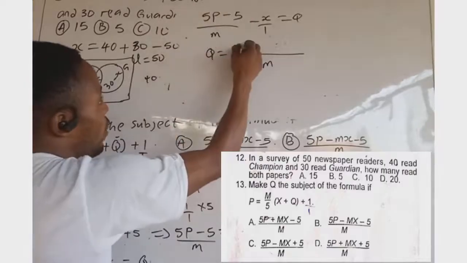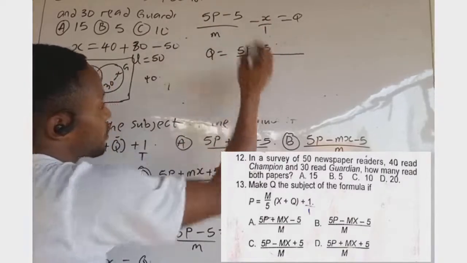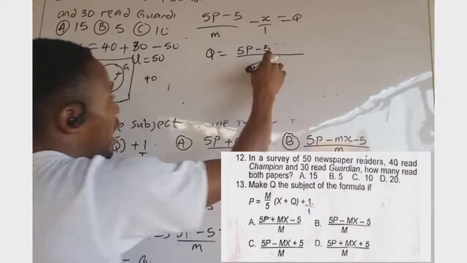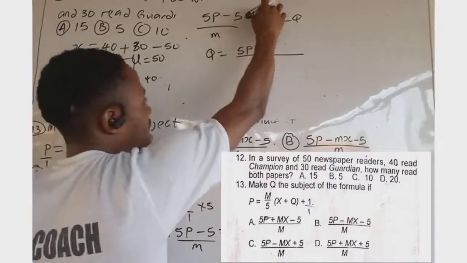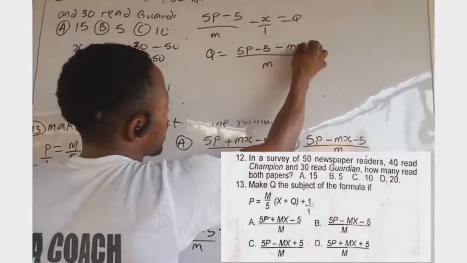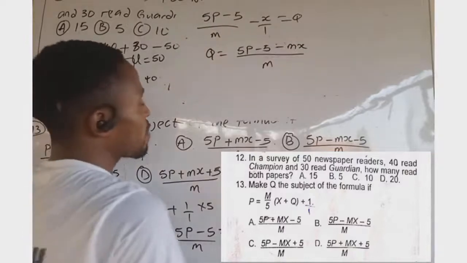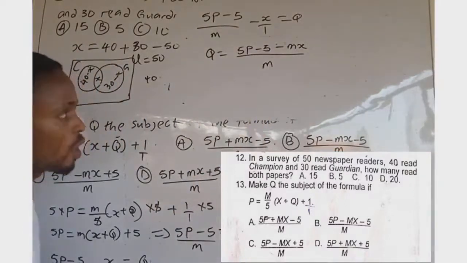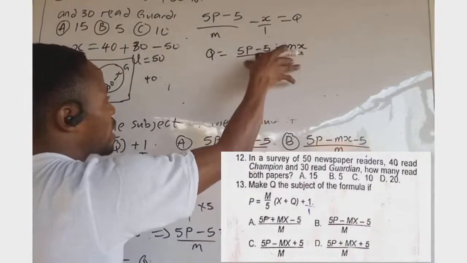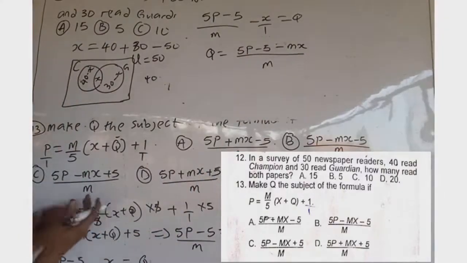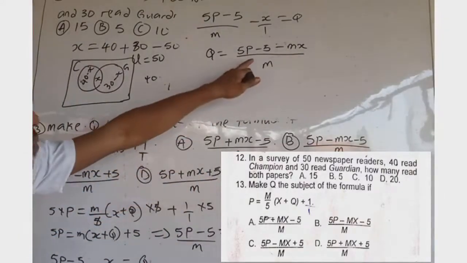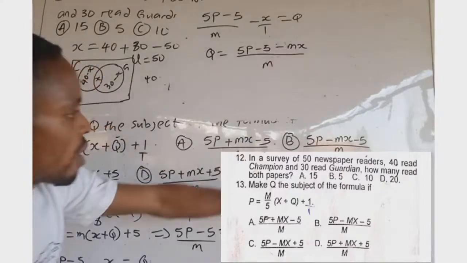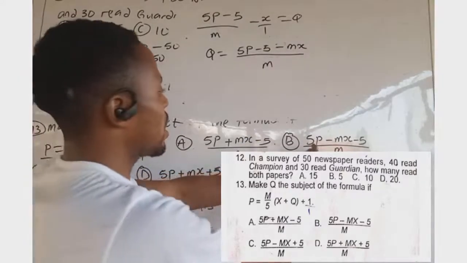1 times all this, we have 5p minus 5. Then 1 divided by m, that is m. m times s here equals minus ms. So in this place, this is what we get. If you check this one out, do you have it in the options? Okay, in this place now we have 5p minus 5 minus ms. We have it like this. So if that is B, B is our answer now.